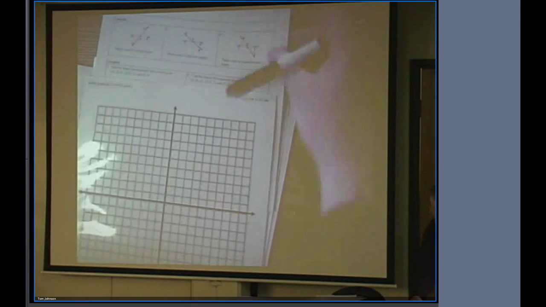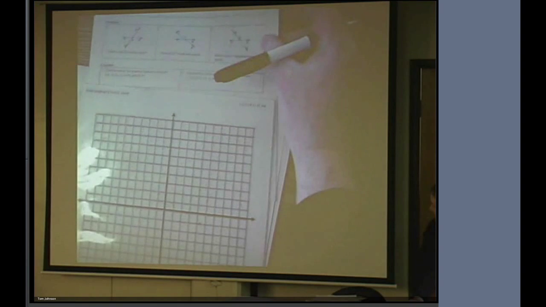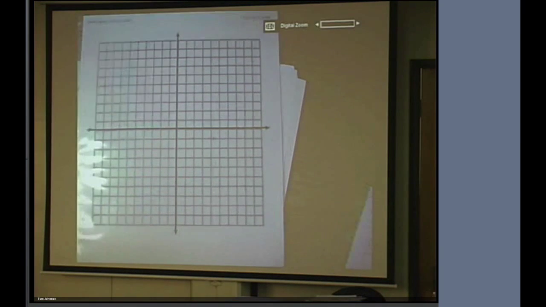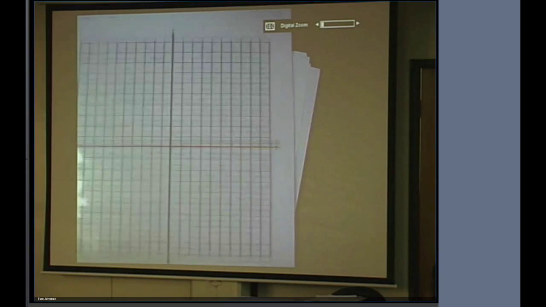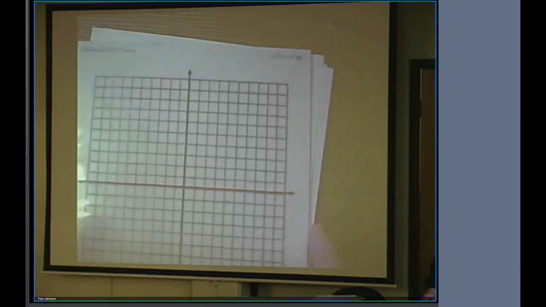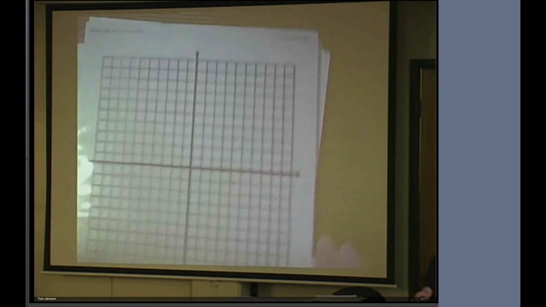All right, let me make sure I've got this here. You know what? I'm just going to pull this out. You guys have the paper on your own. It's so small that it's hard to read. I'm going to make sure I secure that.